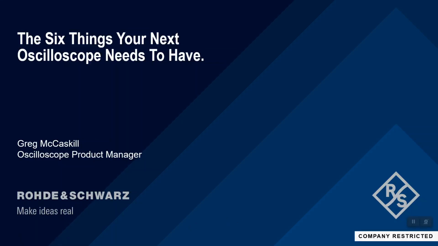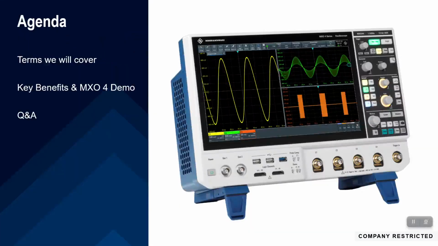Welcome to today's webinar. We're going to be talking about the 6 things your next oscilloscope needs to have. We'll touch on the terms that we're going to cover in the webinar, and then we'll dive right in with a presentation that's broken up between presentation and demo at each stage. We'll be talking about some of these key benefits that come from the features of the MX-04 and show you how those benefit you if you had one of these scopes on your lab bench. And at the end, of course, we've got a Q&A, and I'd love to go over your questions.